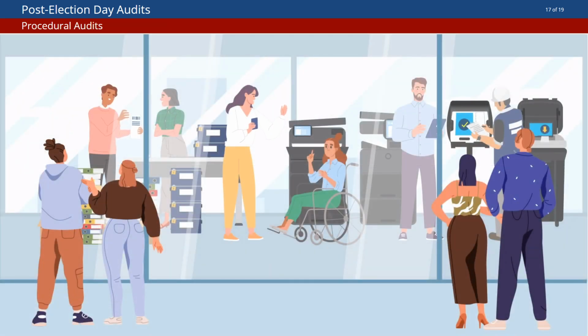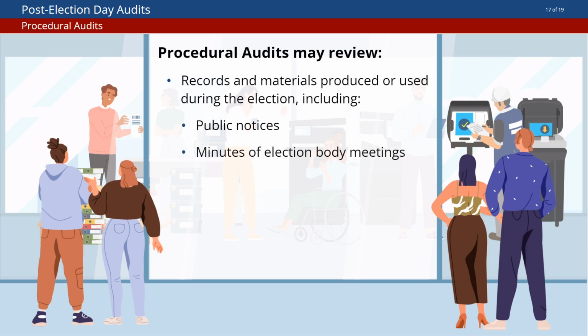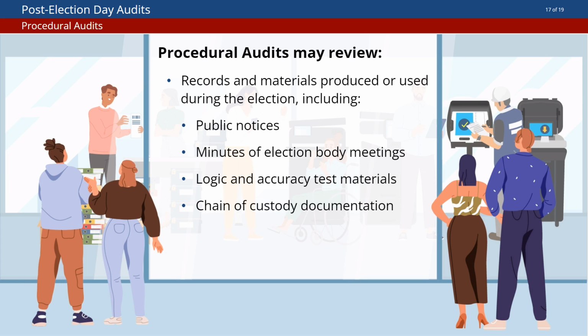Procedural audits, sometimes referred to as compliance audits, verify that established processes and procedures were followed throughout the course of the election. These audits may review records and materials produced or used during the election, including public notices, minutes of election boards or commission meetings, logic and accuracy test materials, chain of custody documentation, reconciliation reports, and election certification reports.